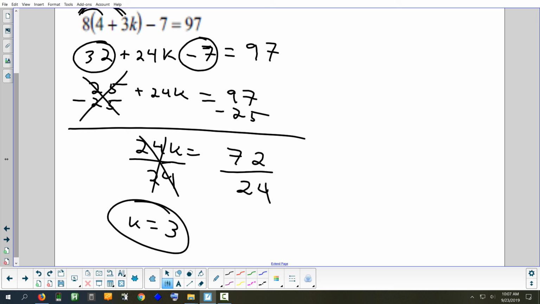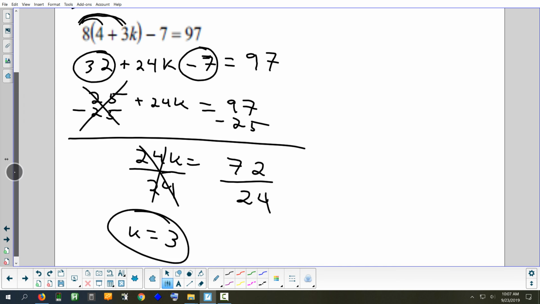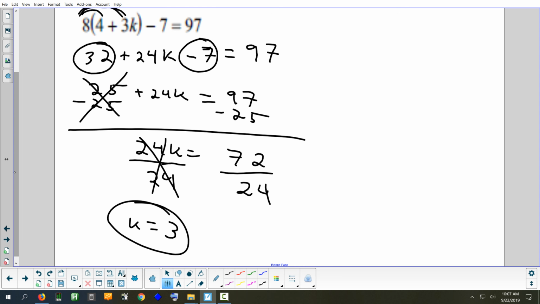Okay? If you get a fraction, don't think you're wrong. Some of the ones in the homework might come out to a fraction. Some of the ones on the test might be a fraction. Just because you get a fraction doesn't mean you're wrong. But most of the time we try to make the numbers not fractions so it's easier for you guys to work with. Any question on example 2?